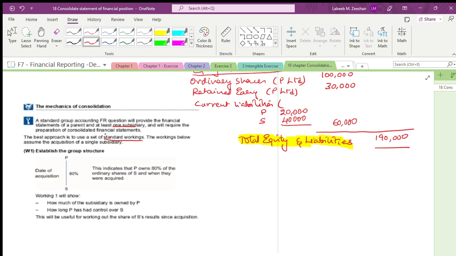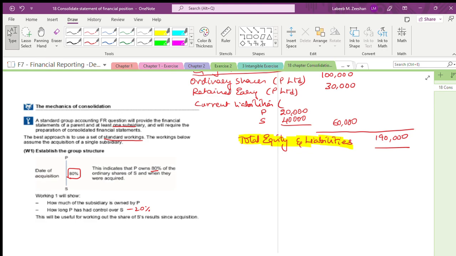The workings below assume the parent company has acquired 80%. This shows the parent owns 80% and the balance 20% is owned by others. First and foremost, they mention the percentage of acquisition, how many shares they have acquired, and you have to make sure of it, whether 60, 70, 80, whatever it is.